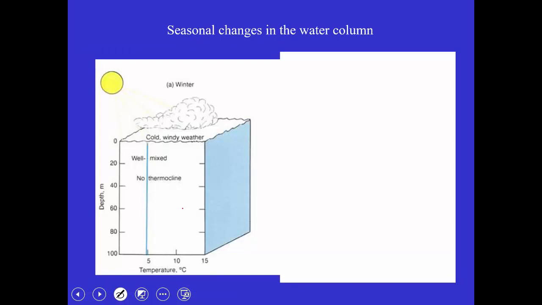And let's start off the story with the case in winter. Basically in winter, there's no stratification. It's cold, not much light, and there's a lot of wind. And so if we look at the thermocline, there's no thermocline, there's no change in temperature down to perhaps 100 meters or even deeper in, say, the North Atlantic Ocean.